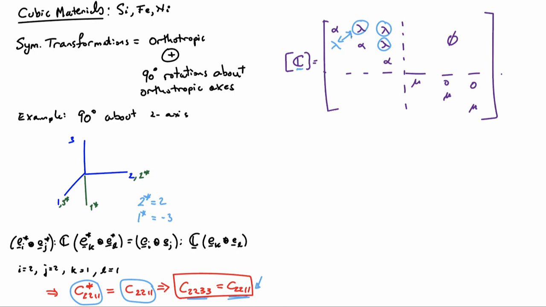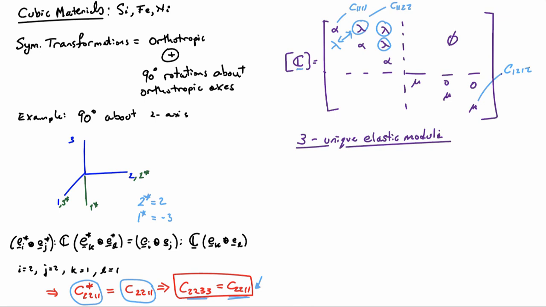So we end up now in this particular case with just 3 elastic constants. Alpha, mu, and lambda are typical symbols used to express those, but just to be clear, alpha here is C1111, lambda is C1122, and mu here is C1212. And so there are really only 3 unique elastic constants for cubic materials.